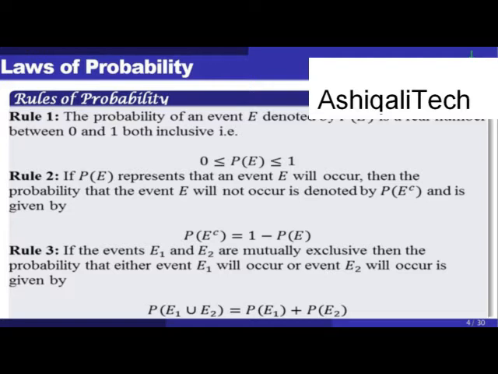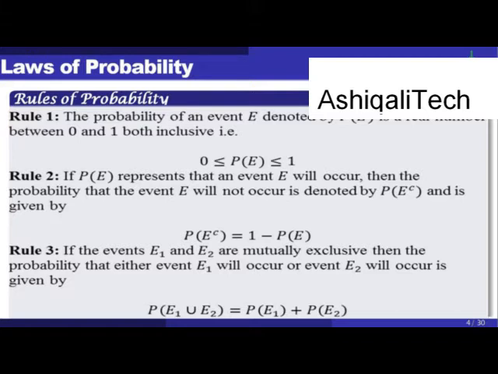Rule number 2. If probability of E represents that an event E will occur, then the probability that event E will not occur is given by probability of E complement, and it is equal to 1 minus probability of E. That is, probability of E complement will be the difference from 1 minus the probability of occurring of that event.